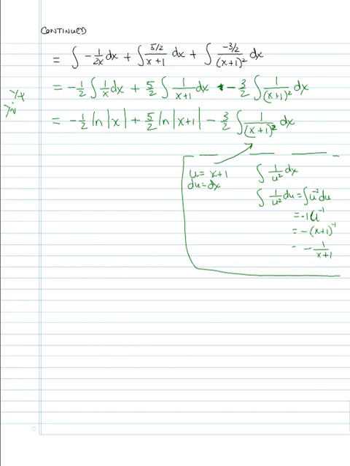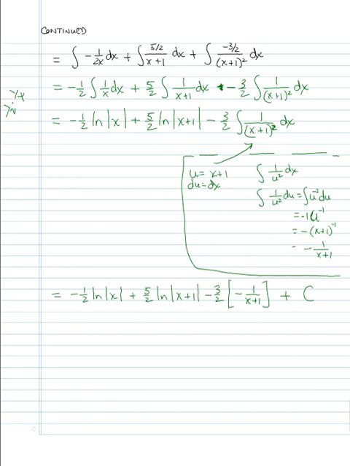Now, let's go back up to finish this problem. We now have negative 1/2 times the natural log of absolute value of x, plus 5/2 times the natural log of absolute value of x plus 1, and we have a minus 3/2 times the integral, which was a negative 1 over x plus 1. And of course, let's not forget our constant of integration.